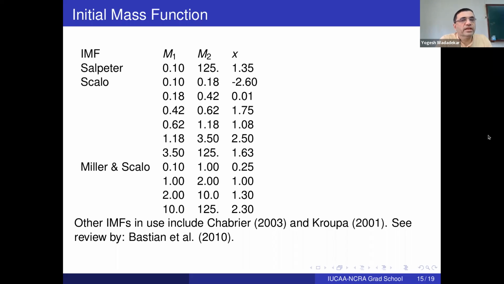And then there was the Miller and Scalo IMF, which was again a variant of the Scalo IMF. More recently, Chabrier and Kroupa have introduced their own IMFs. Nowadays, you will find that most papers do use the Chabrier 2003 initial mass function. I mentioned in my first talk that sometimes I will point you to papers where you can read more. So if you want to read up on what the Chabrier IMF is, just go to ADS, search for Chabrier 2003, a very highly cited paper. You'll get that.